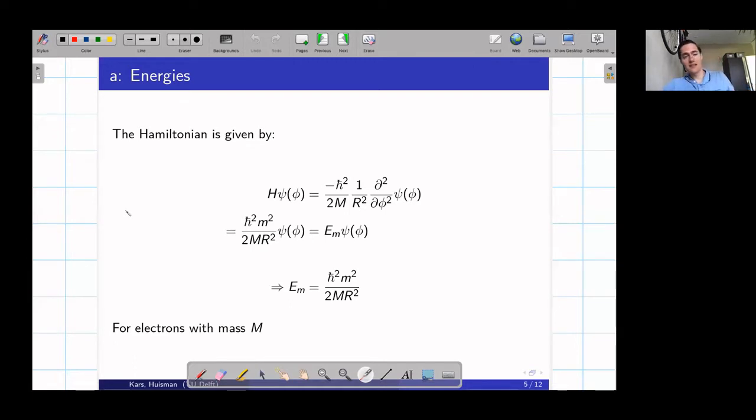Yes, and then the energies. I've introduced polar coordinates. In these coordinates, the kinetic part of the Hamiltonian is given by this here. If you let this operator work on the eigenfunctions, you get i m out 2 times. From this we get these eigenenergies: h bar squared m squared divided by 2 big M r squared, and this big M is the mass of an electron. Good, so that was A.